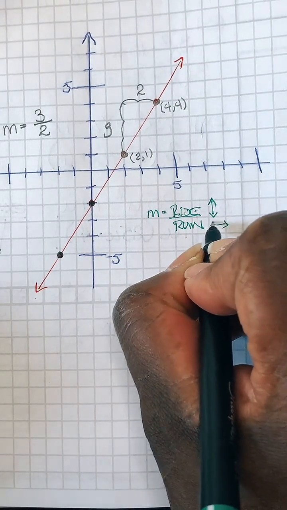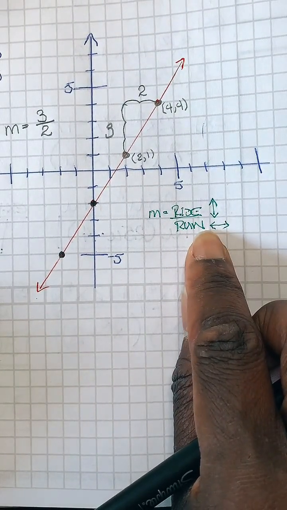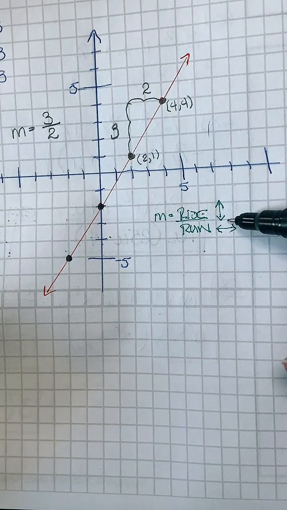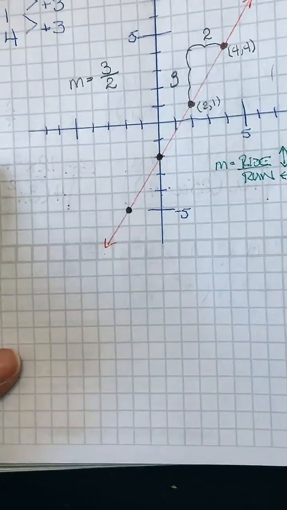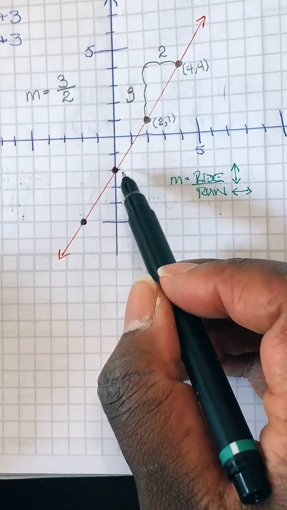And your run is left to right. If it's positive, you're going to the right. If it's negative, you're going to the left. For your rise, if it's positive, you're going up. If it's negative, you're going down. So we're going to try to find slope with these 2 points.